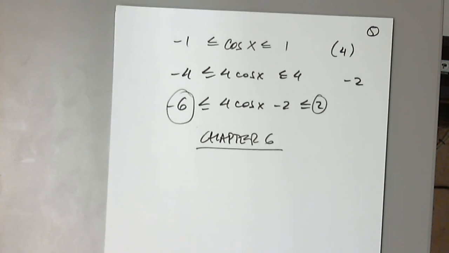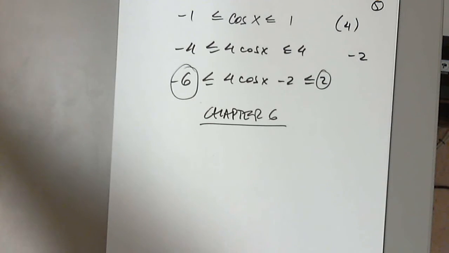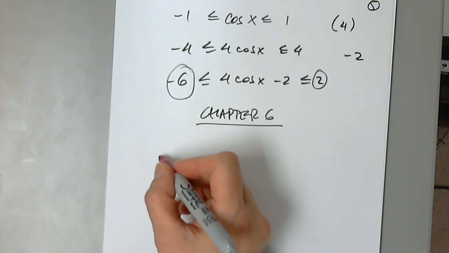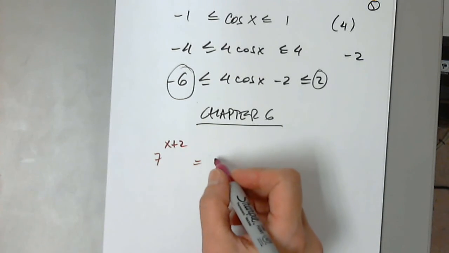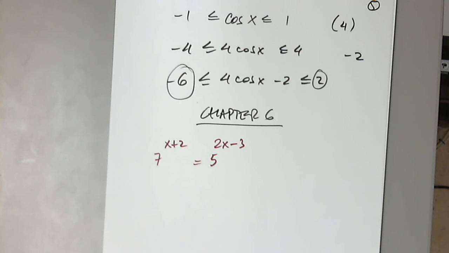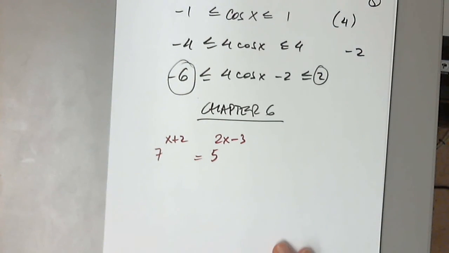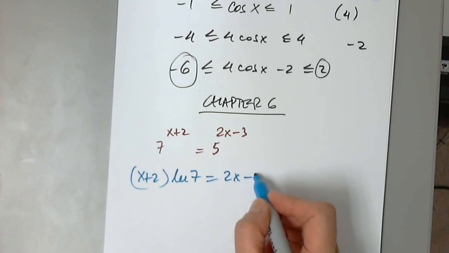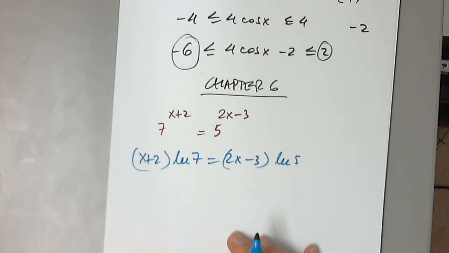So one example that I would like us to review is, for example, this: 7 raised to x plus 2 equals 5 raised to 2x minus 3. This is an exponential equation, and in order to solve for x, we need to apply log. We cannot change 7 and 5 into the same base. So this is x plus 2 times natural log 7 equals 2x minus 3 times natural log 5.